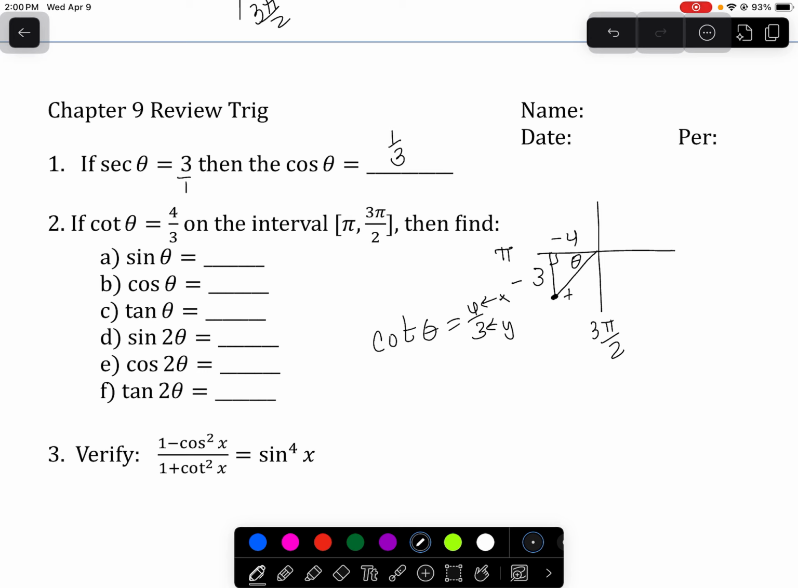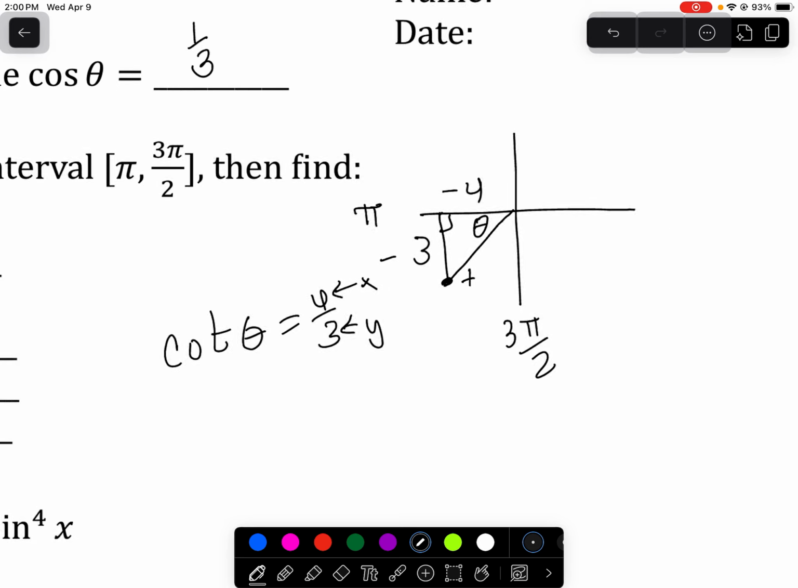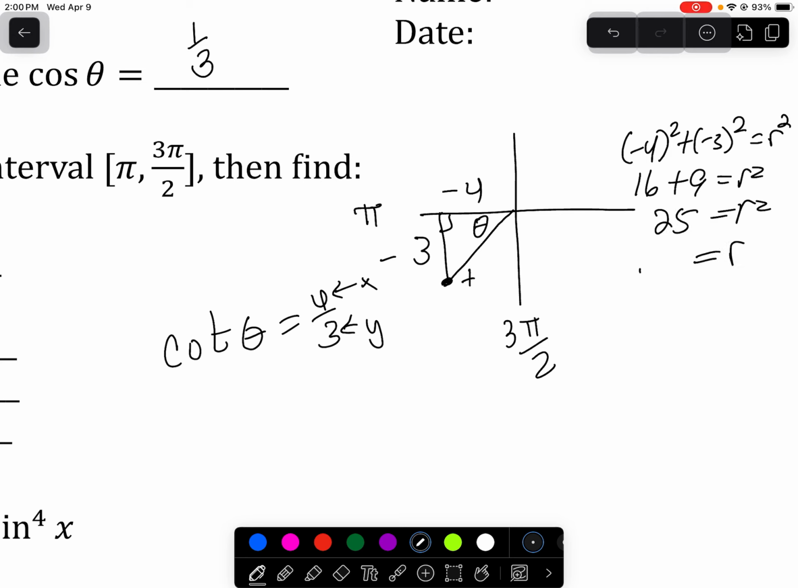So then next you want to do the Pythagorean theorem. So negative 4 squared plus negative 3 squared would equal our radius squared. Or 16 plus 9 is our radius squared. So our radius squared is 25. So our radius is the square root of 25, or 5. Now, if you recognize that's a 3, 4, 5 triangle, that is also a Pythagorean triple, so you can do it like that as well.